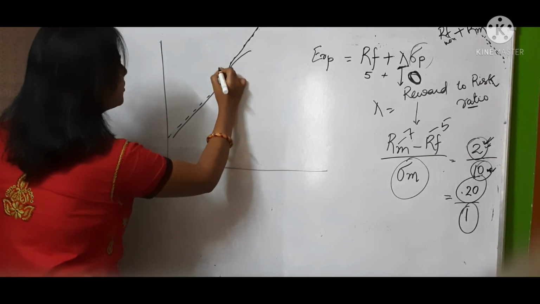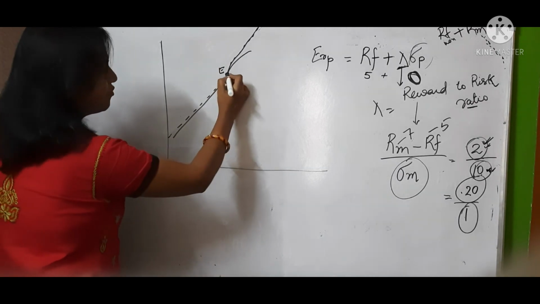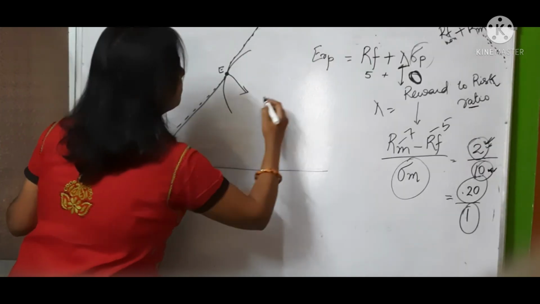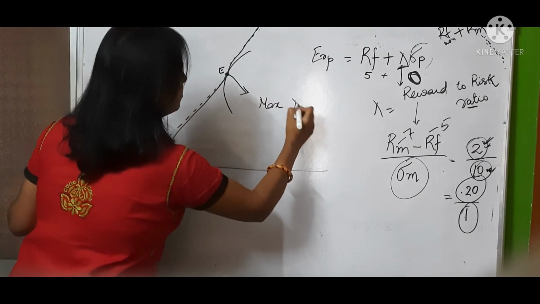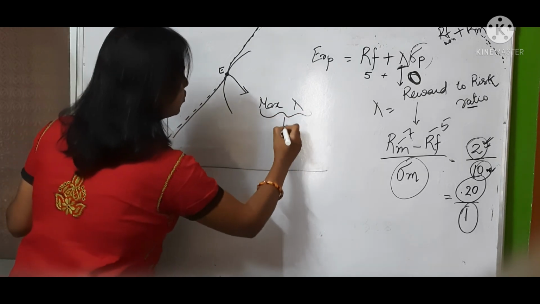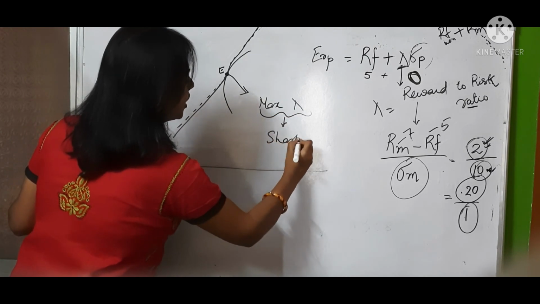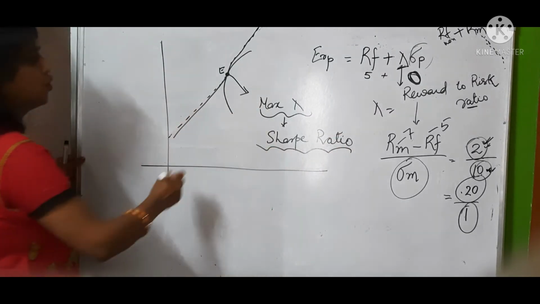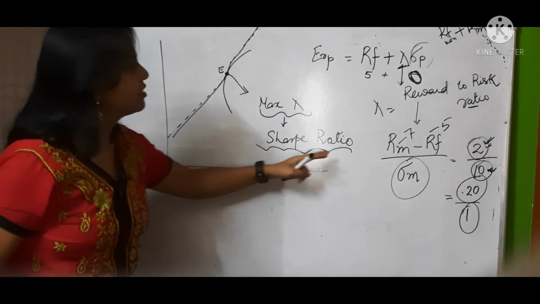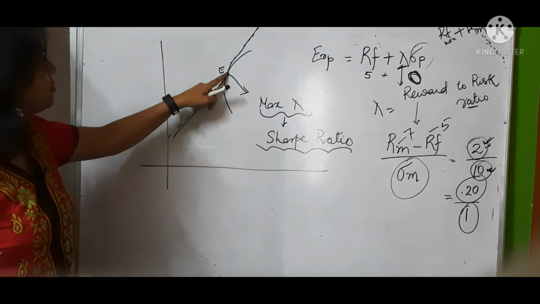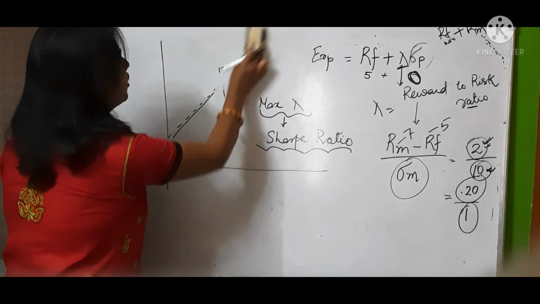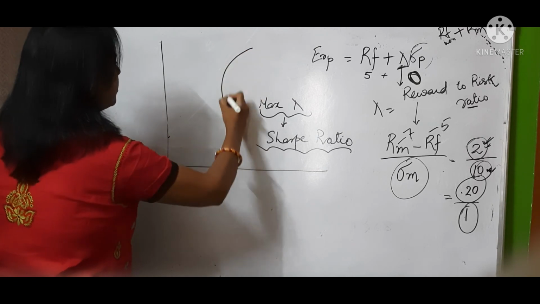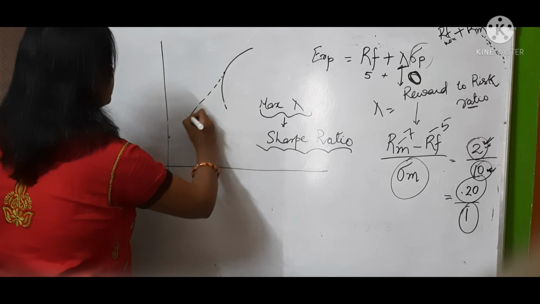So this point of tangency, point E, is the efficient portfolio, and remember at this point you have maximum lambda. This lambda is also known as the Sharpe ratio, and about this we will have another video. So what is the Sharpe ratio? It is nothing but the reward to risk ratio, and at this point you have the maximum reward to risk ratio.